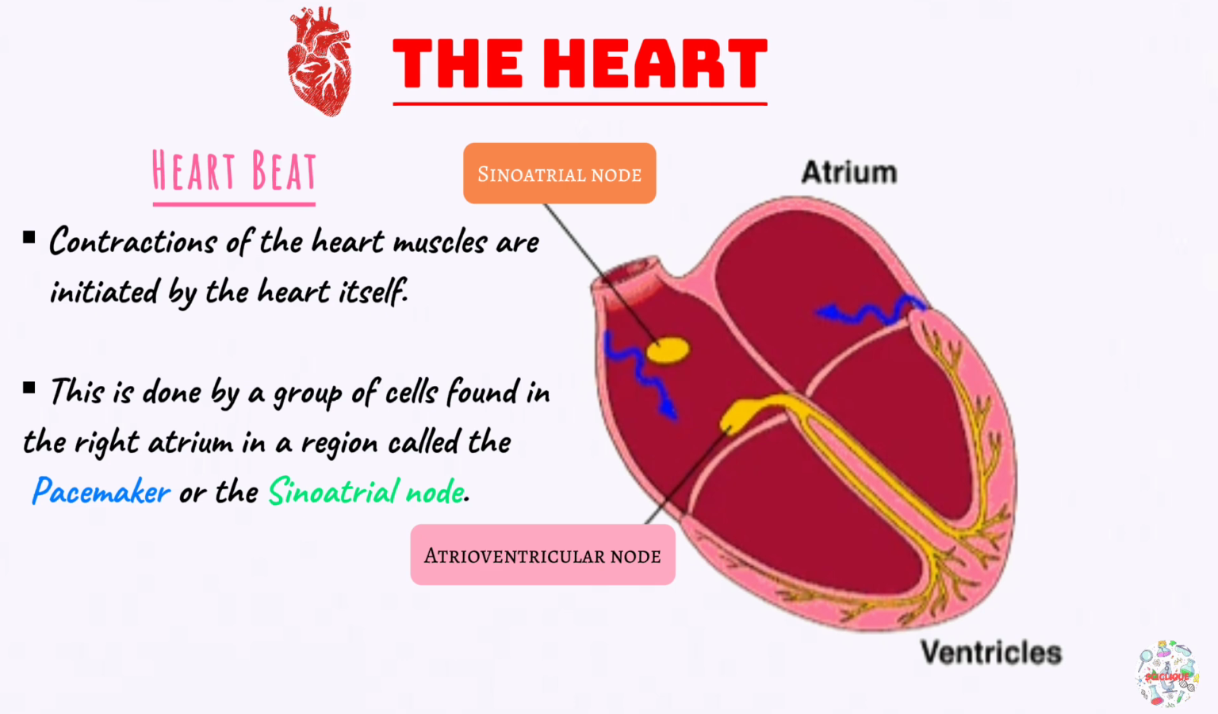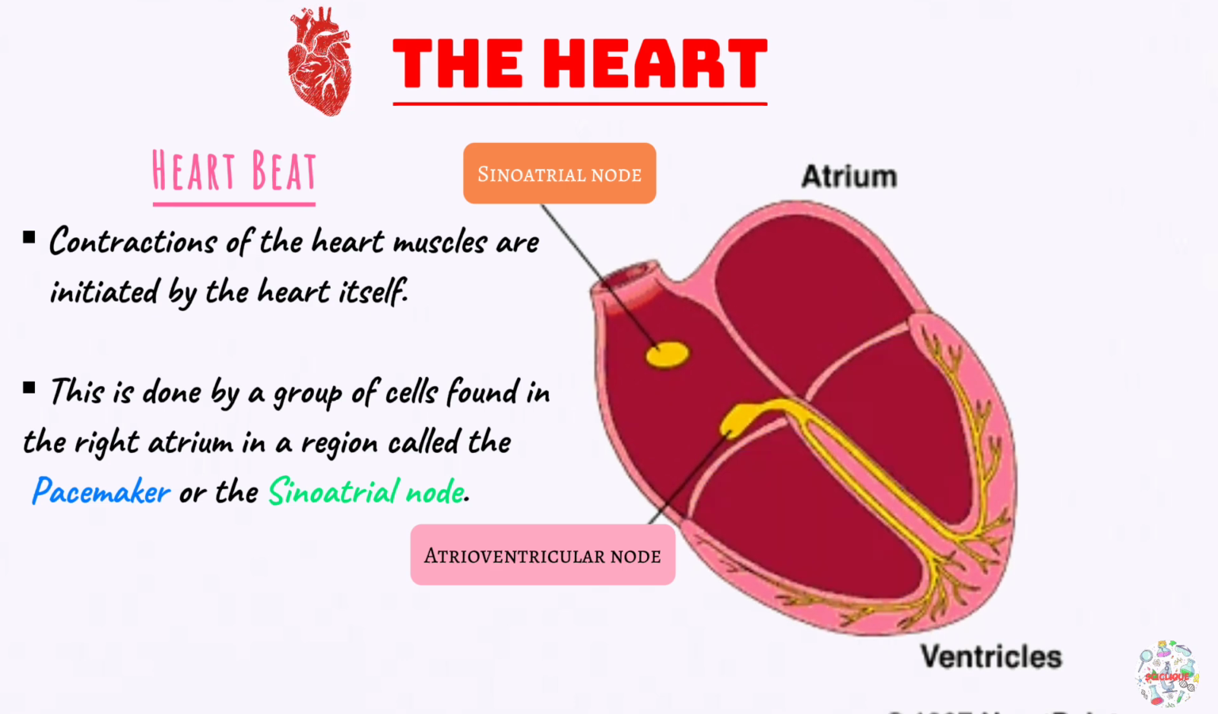These then spread towards the septum, which is the muscular wall separating the right and left side of the heart, and into the atrioventricular node. Now, the atrioventricular node is a group of cells that is found on the septum. What they do is they conduct the wave of contractions to the Purkinje tissue. The Purkinje tissue is found on the walls of the ventricles. It then conducts the impulses from the atrioventricular node to all parts of the ventricles to ensure that the heart muscles contract uniformly.